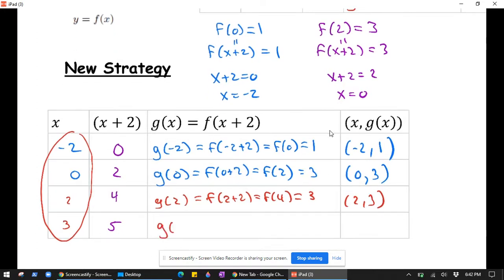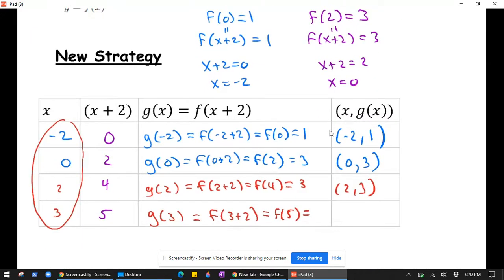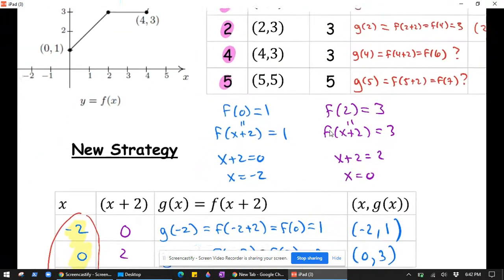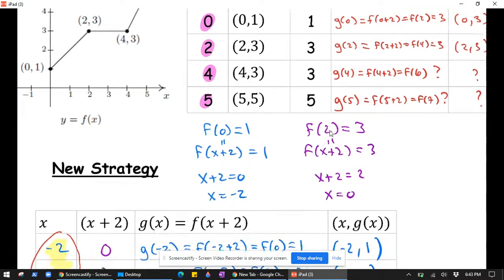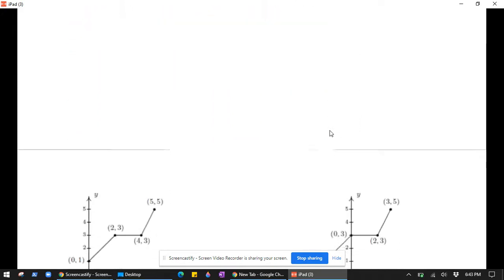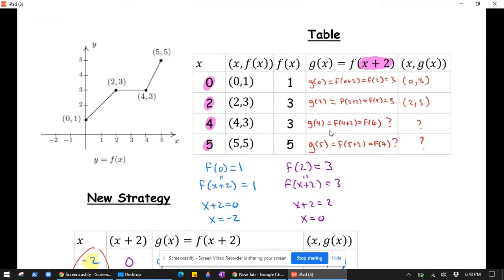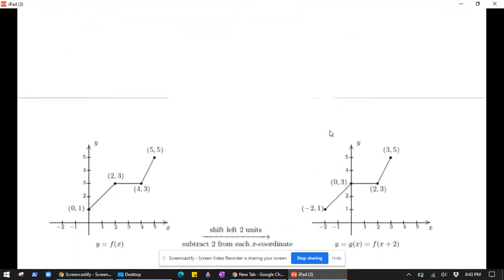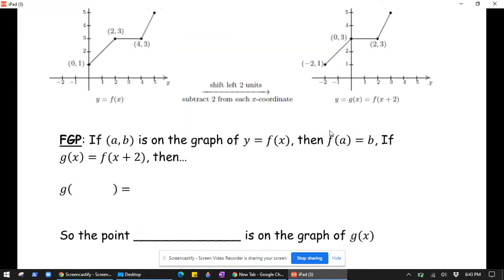And then, of course, g of 3 is f of 3 plus 2, which is f of 5, and we know f of 5 is 5. So we have the point (3, 5). Notice that, again, these x values are 2 less than our old x values for f. And so the general principle here is that x plus 2 causes a shift not rightward, but leftward. So you can see the graph plotted, it shifts leftward.